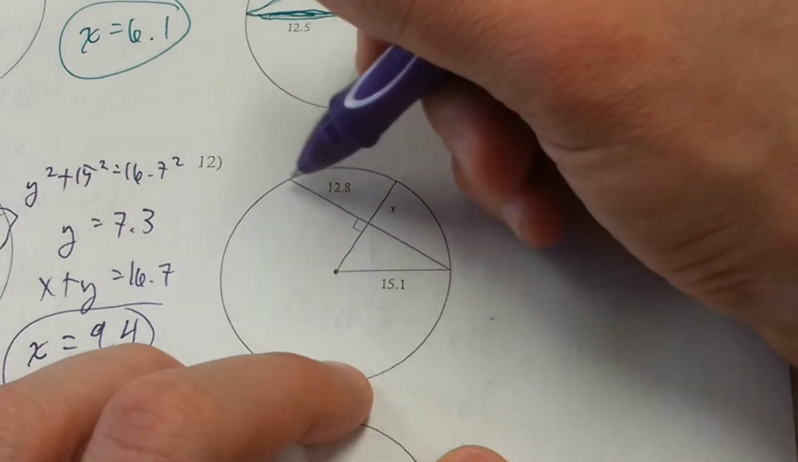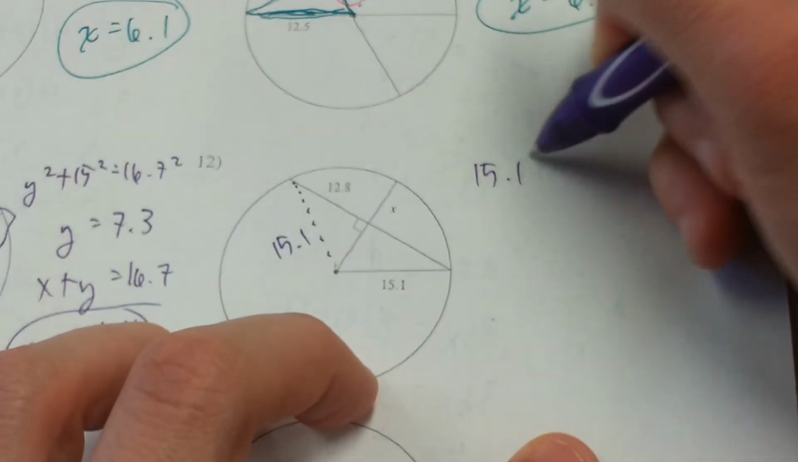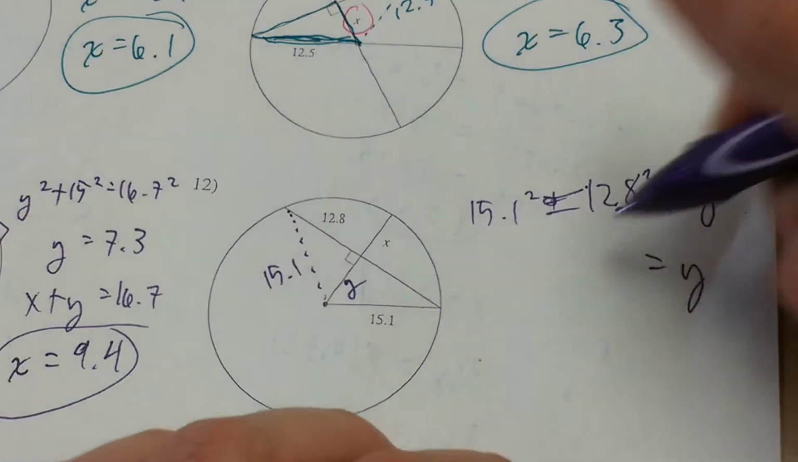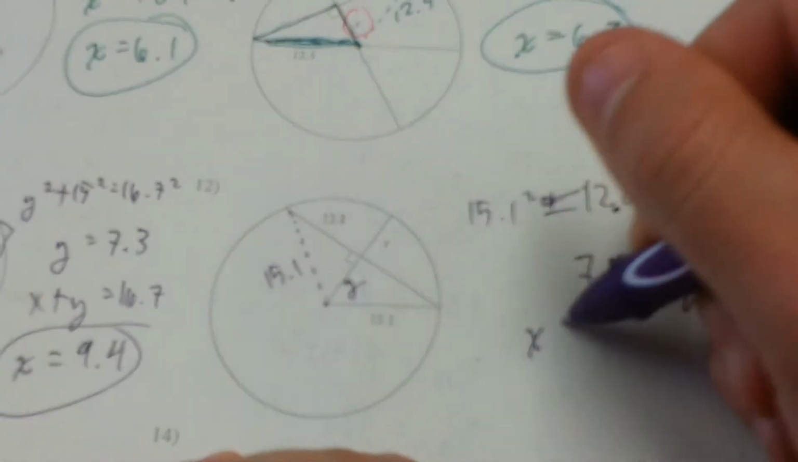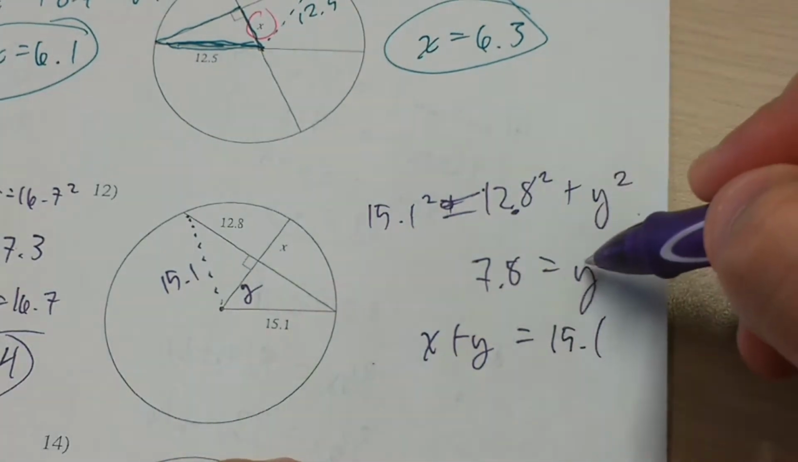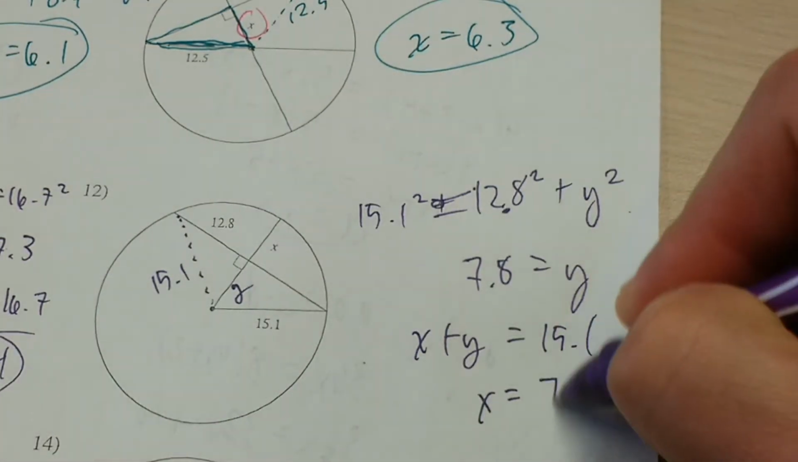All right, 12. Very similar situation here. We know this distance also to be 15.1. It's a radius, so 15.1 squared equals 12.8 squared plus, we're going to introduce another letter here, y squared. So we'll solve for y, and we'll get that y equals 7.8. So of course you know that x plus y has to equal the entire radius, which was 15.1. And if y is 7.8 of that, then what is there left for x? x must of course be 7.3.